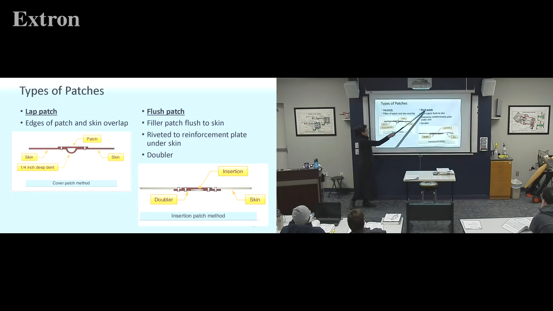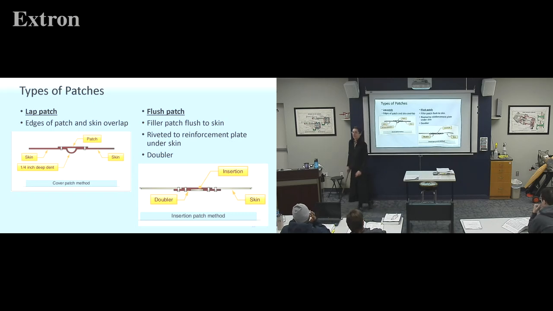The flush patch or filler patch is a little more involved. So we have a flush patch that goes right in between the areas that were cleaned out. So here's our hole, here's our original skin. So this has to be the exact same thickness as original skin and fit right snug down in there. So be real precise with your measurements.